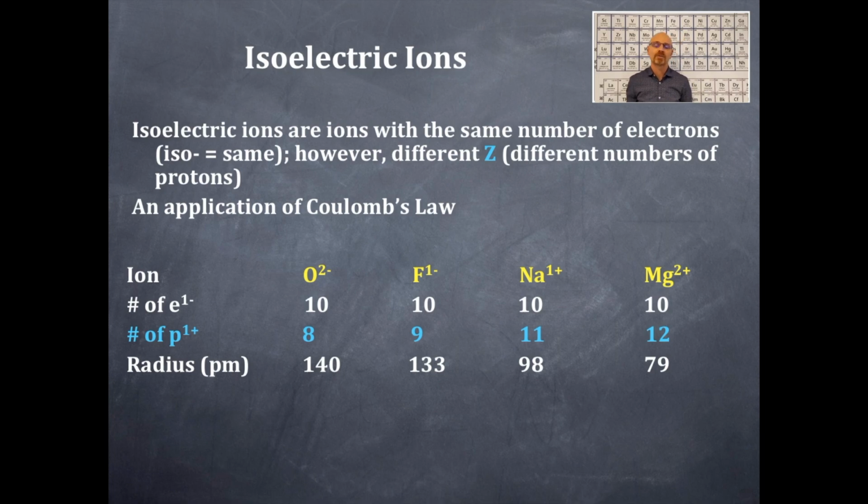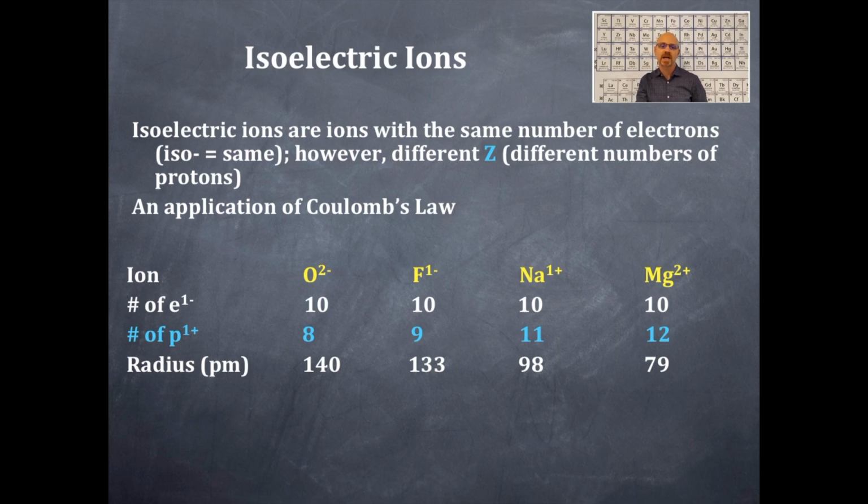Now we're going to move one column over to the right and look at magnesium ion. Magnesium ion has the same 10 electrons that all of them do. However, it has 12 protons in the nucleus, so it's going to draw those electrons in even tighter because its effective nuclear charge is the greatest of all of these. And that's why its size is 79 picometers. Now, if there was an element with a 3+ charge and those 10 electrons, like aluminum ion, it would be smaller still. I guarantee you it's smaller than 79 picometers.